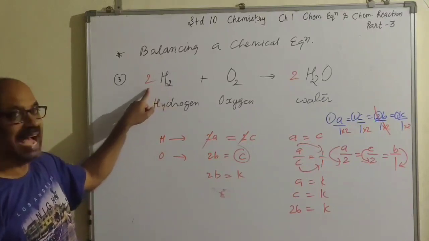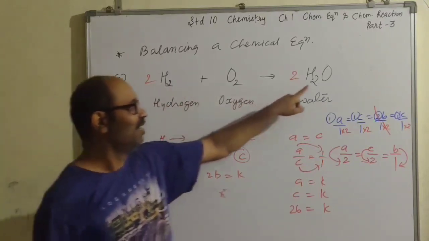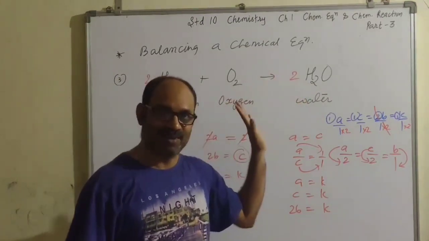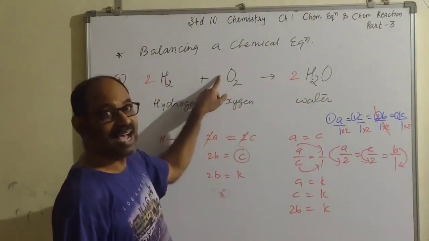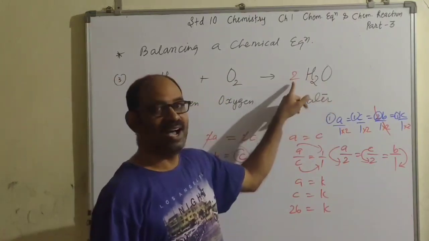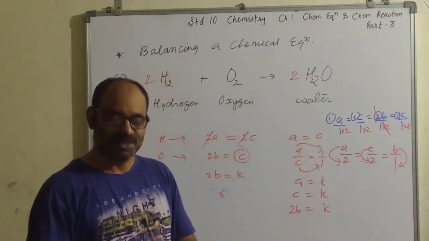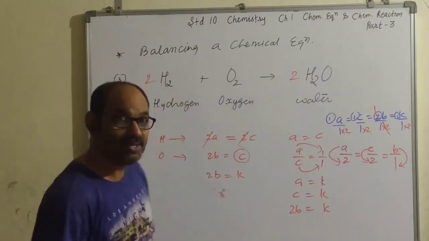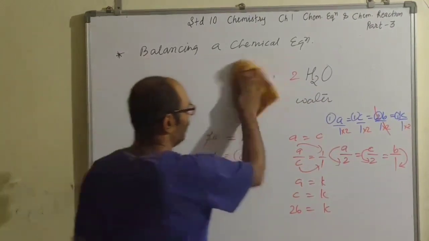So now this is a balanced chemical equation. Check. 2 2s are 4 atoms of hydrogen. 2 2s are 4 atoms of hydrogen. 2 1s are 2 atoms of oxygen. 1 2s are 2 atoms of oxygen. So this is a balanced chemical equation. Got it? Check.